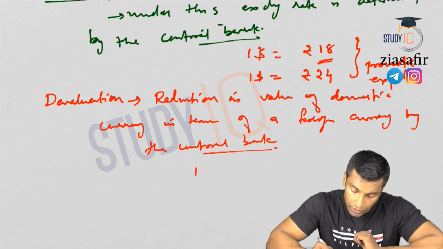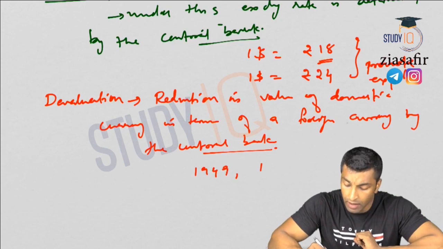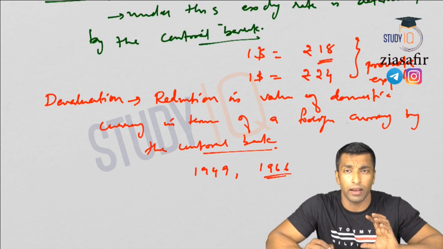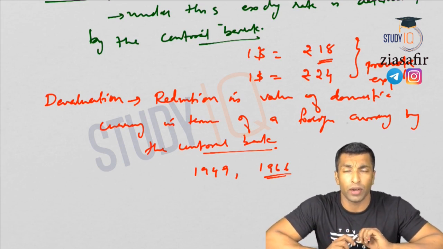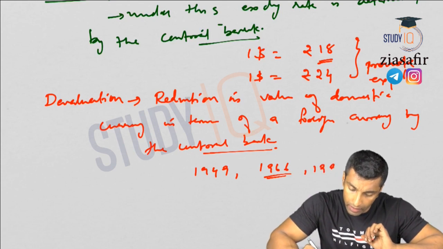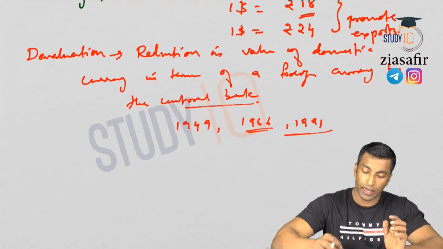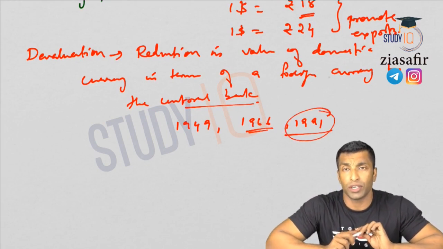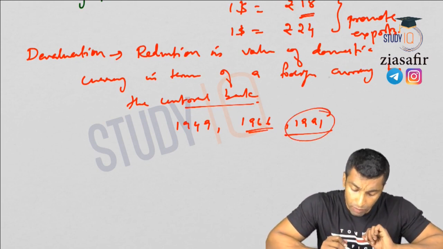So one was in 1949, then in 1966 we were facing acute shortage of food, famine, and even a plan holiday was also announced during this time. If you remember, all these things we have discussed. And then in 1991. So these are the 3 times we have done devaluation, and here we have done it as per the Washington consensus.